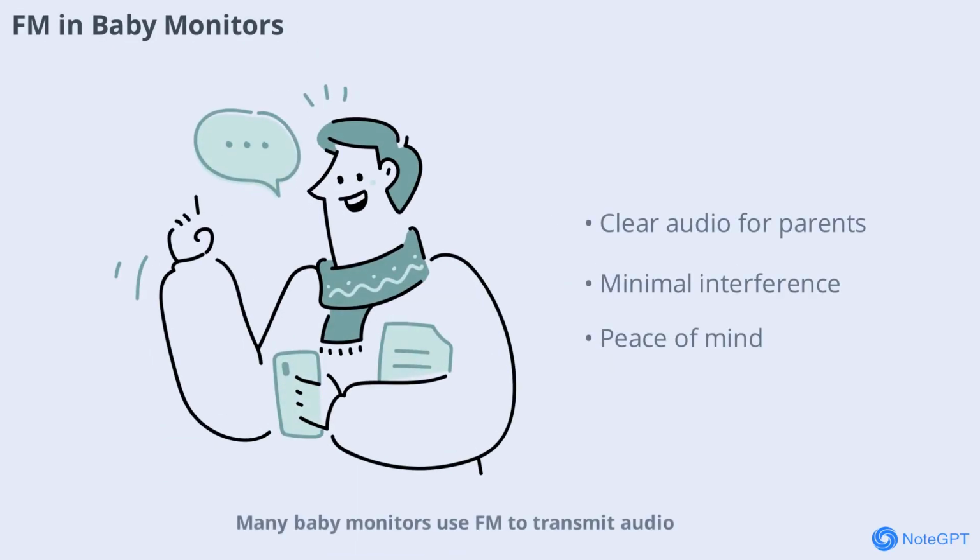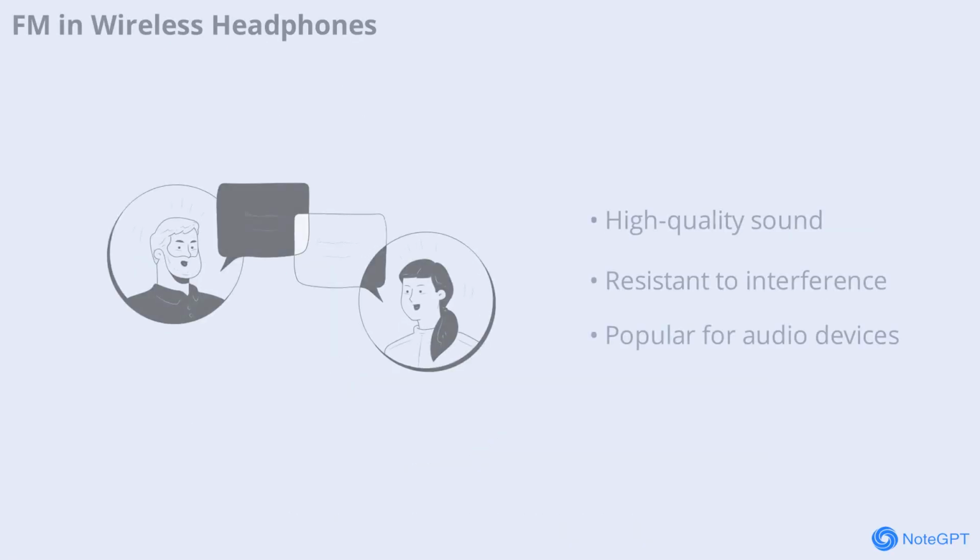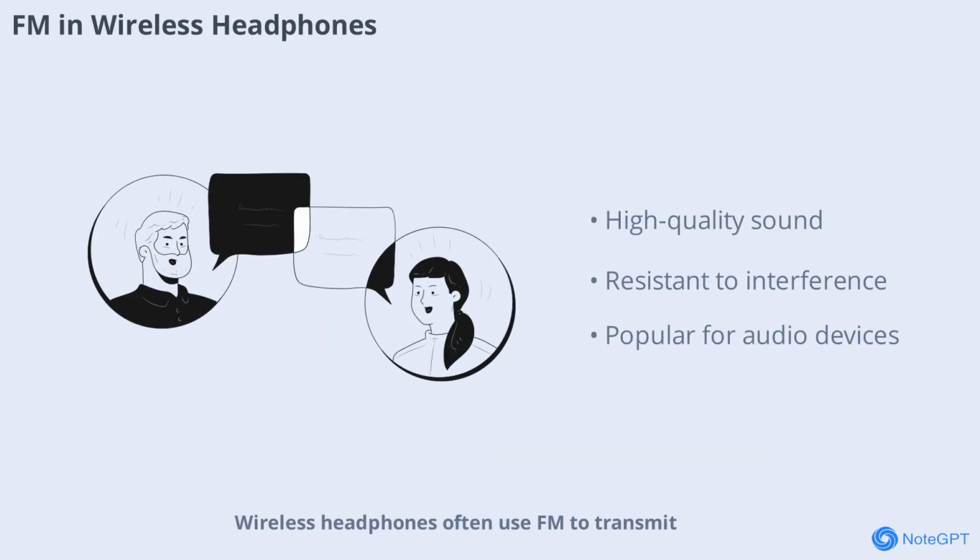Many baby monitors use FM to transmit audio from the baby's room to the parent's receiver. FM's ability to deliver clear sound with minimal interference provides peace of mind for parents, ensuring they can hear their child at all times. Wireless headphones often use FM to transmit audio from the source device to the headphones.